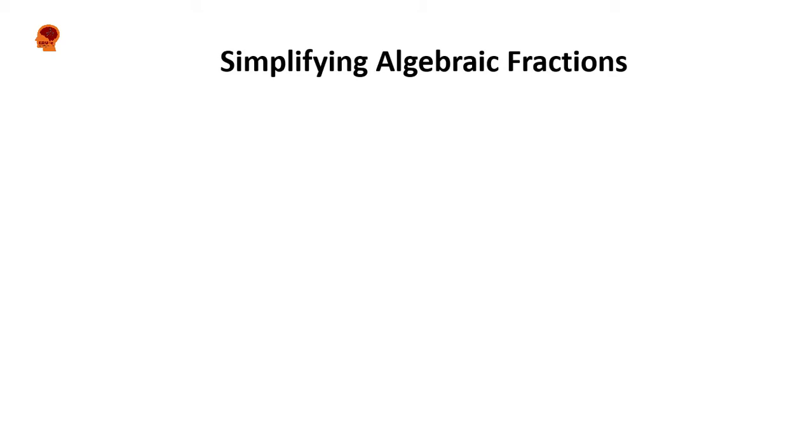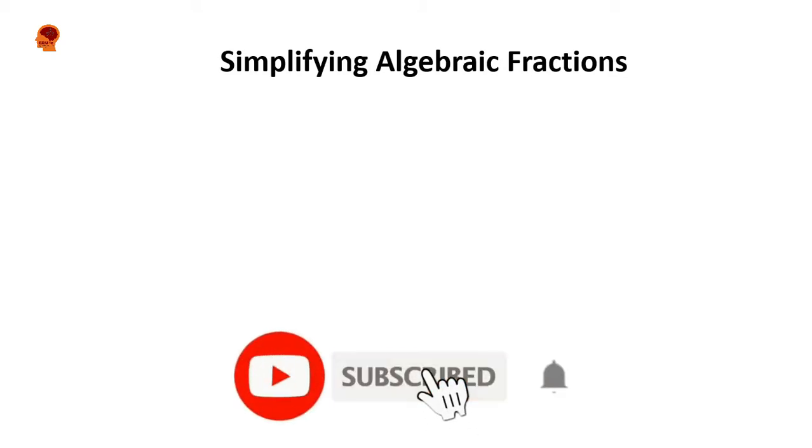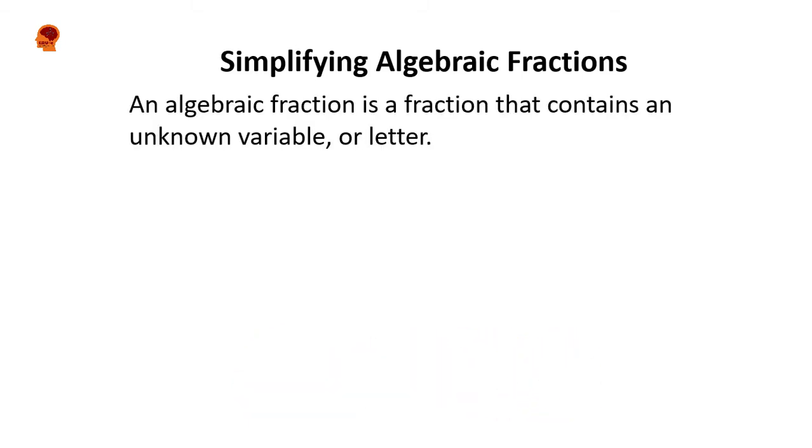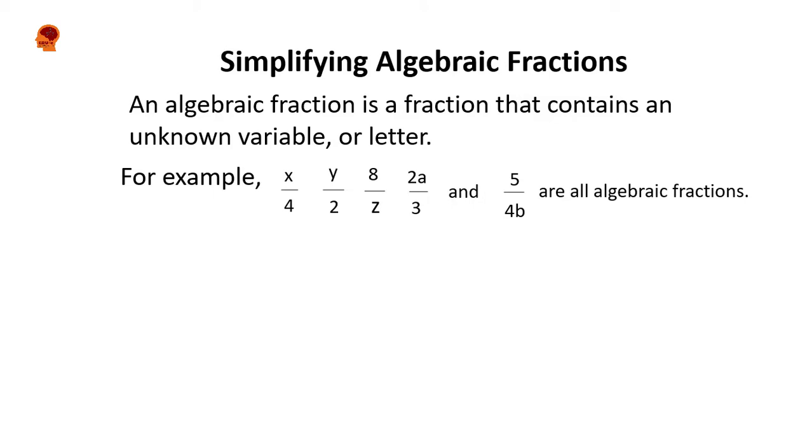In today's tutorial video, I want to teach you how to simplify algebraic fractions. Now, what is an algebraic fraction? An algebraic fraction is a fraction that contains an unknown variable or letter. What are examples of algebraic fractions? For example, x over 4, y over 2, 8 over z, 2a over 3, and 5 over 4b. All these are algebraic fractions.